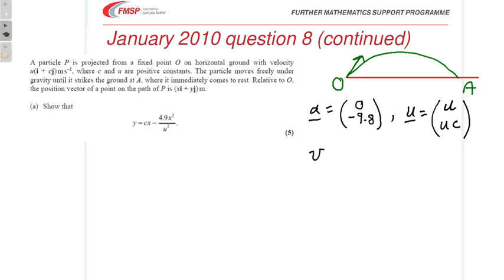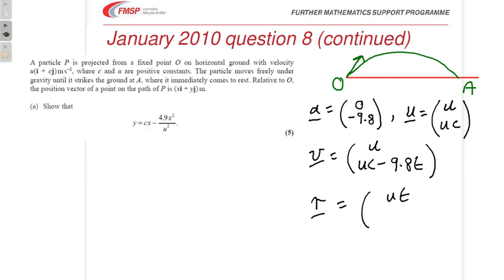The general velocity then, constant in the x direction, v equals u plus at, in the y direction becomes uc minus 9.8t. And then position vector, the usual working really, but just with a slightly different expression for initial velocity. So uct minus 4.9t squared. Check that you're happy with those expressions for x and y.